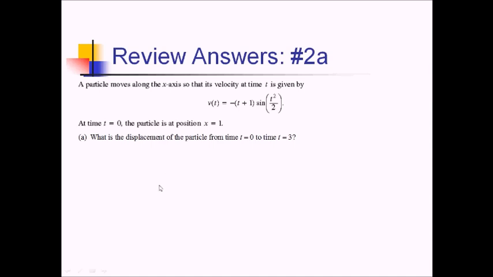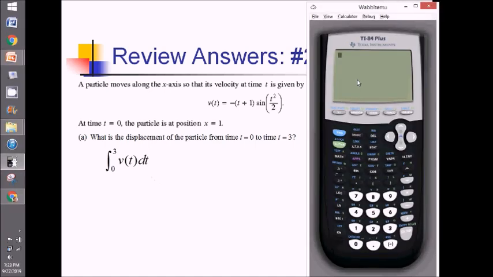So I'm going to do integral from 0 to 3 of v of t dt, and now I just have to put that on my calculator. So on the calculator, I'm going to do math 9, integral, so 0 to 3, and I'll do alpha trace and y1. That again is where I stored my velocity function. I'll dx this thing, and that comes out to approximately negative 2.197.